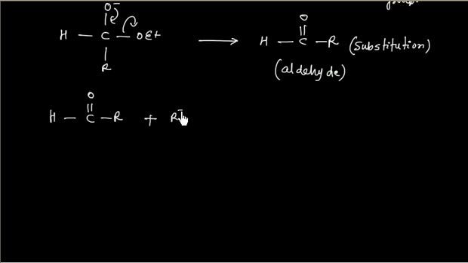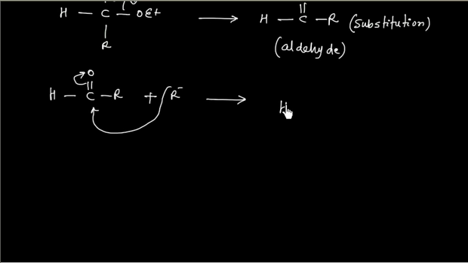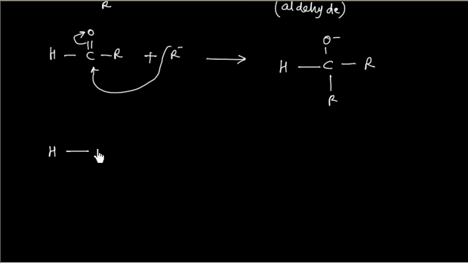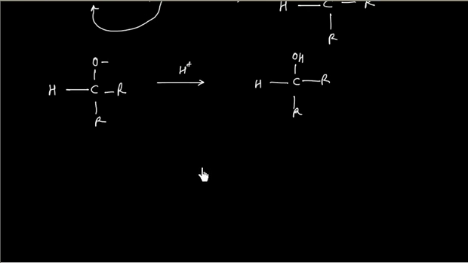R- is coming from Grignard reagent, so this will attack again on this carbon. This opens up, so we will have HCO-. Now if I acidify this compound, now this is a 2-degree alcohol.